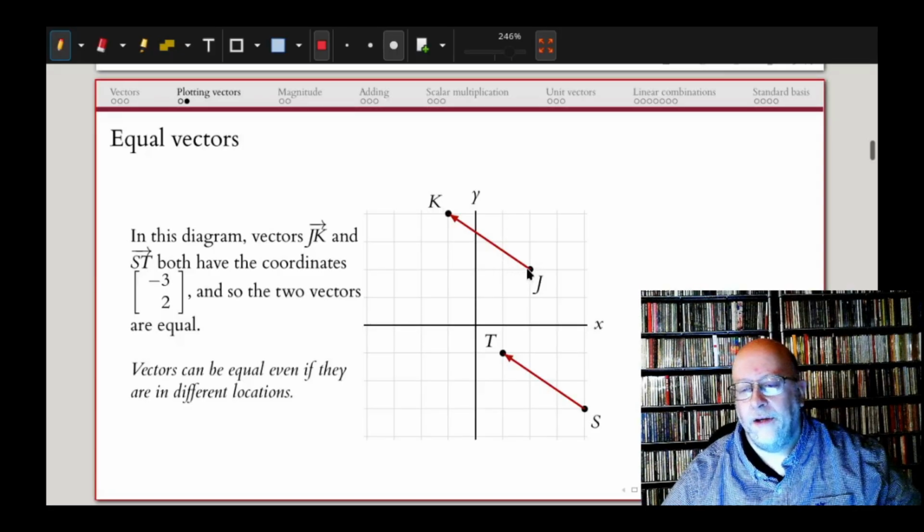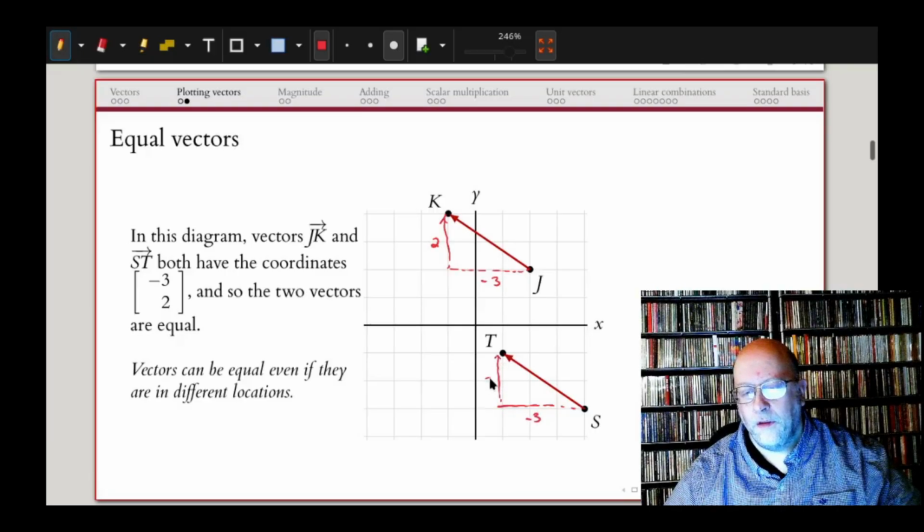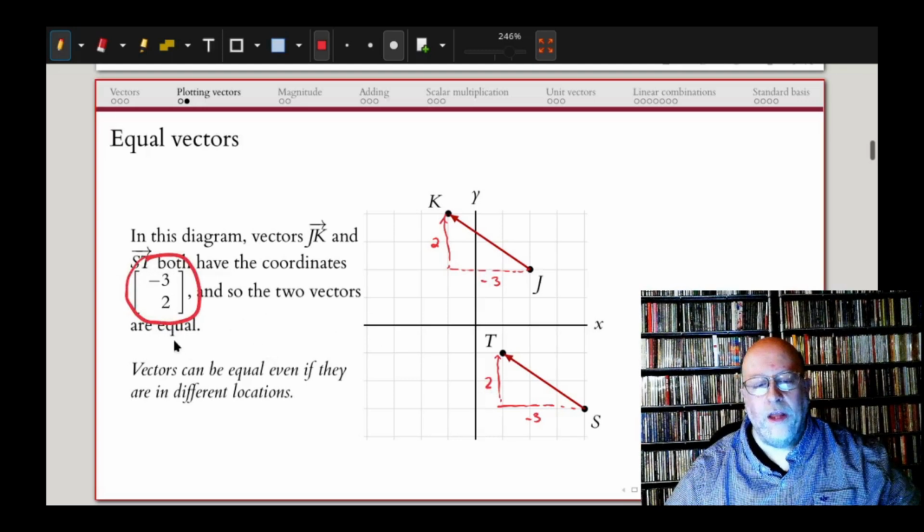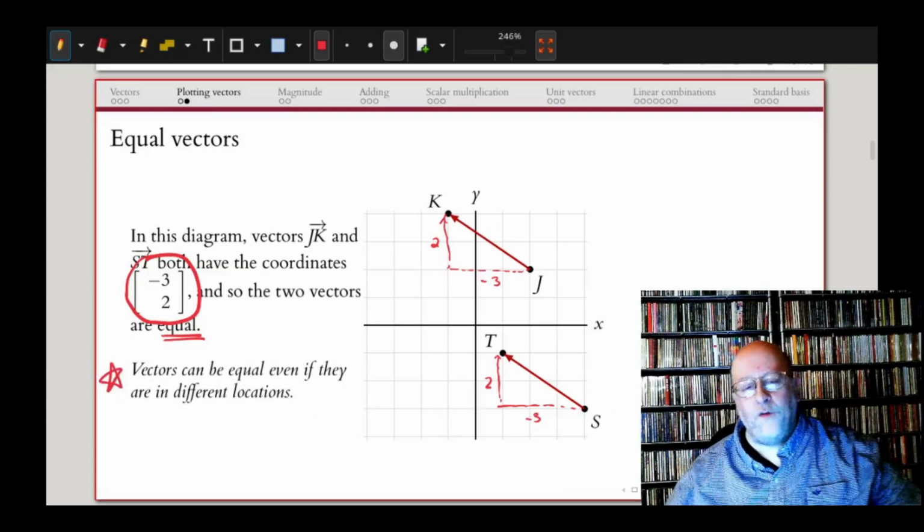This way of plotting vectors means that two vectors could have exactly the same coordinates even if they're in different locations in the plane. In this example, from J to K is 3 units to the left and 2 units up. And the vector from S to T is 3 units to the left and 2 units up. And so both vectors have the same coordinates, -3, 2. And so we say that the vectors are equal to each other. Vectors can be equal even if they're in different locations. They don't have to be in the same place to be equal.